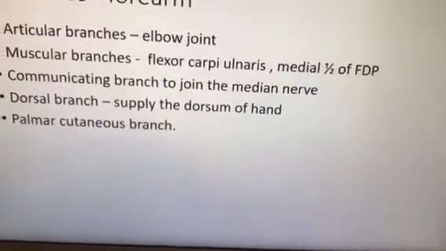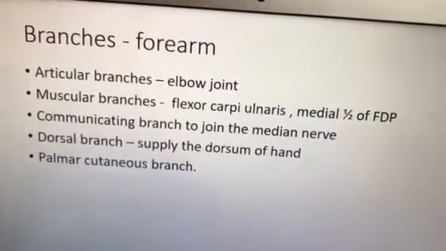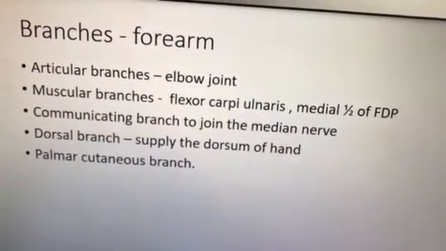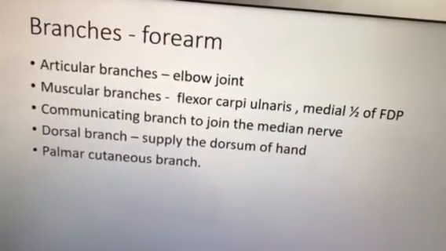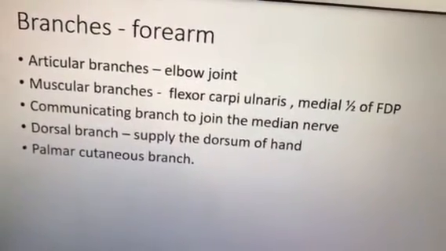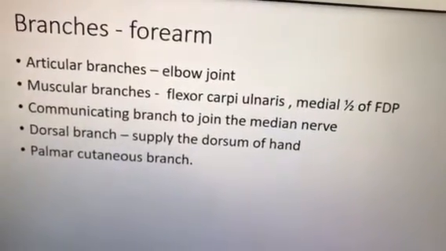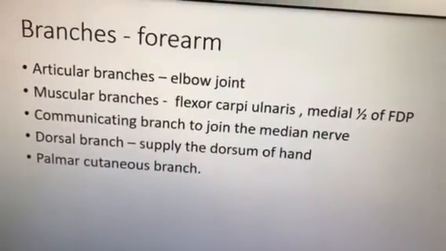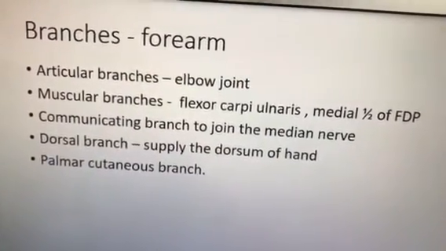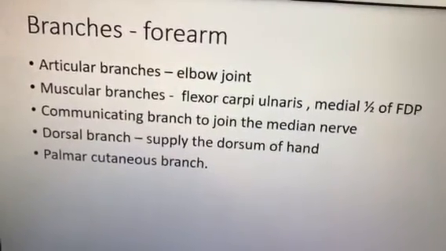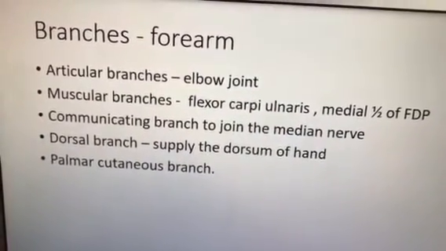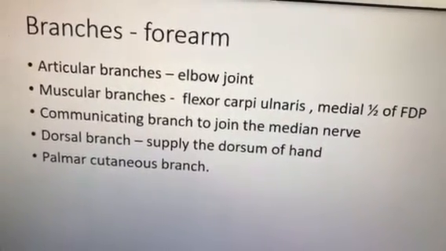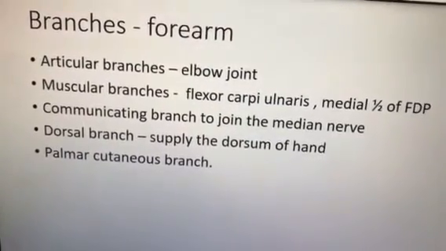Now the branches. First, articular branches. As usual, when it crosses the elbow joint, it gives articular branches. I have already told you in the median nerve video, you have to write the articular branches for all the nerves. Then muscular branches, everybody knows, it supplies the flexor carpi ulnaris and the medial half of the flexor digitorum profundus. Then a communicating branch occasionally joins with the median nerve. Then the dorsal branch supplies the dorsum of the hand. This dorsal branch goes to the dorsum and supplies the rest of the areas where the radial nerve is not supplying. That is very important, the dorsal branch.